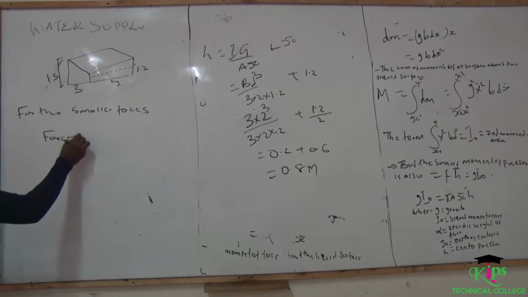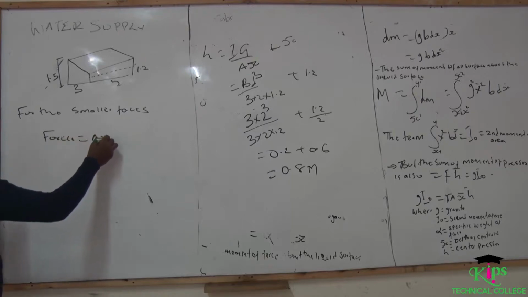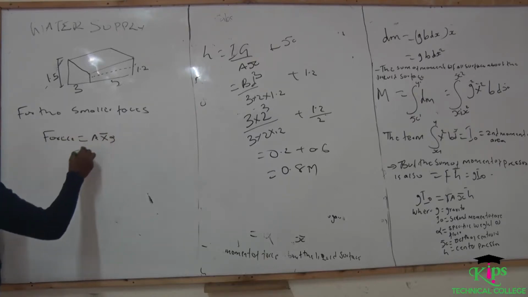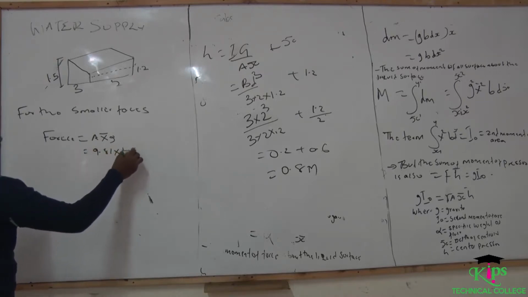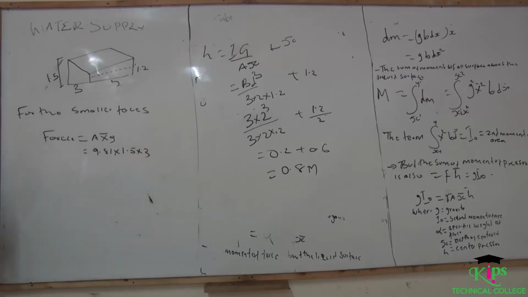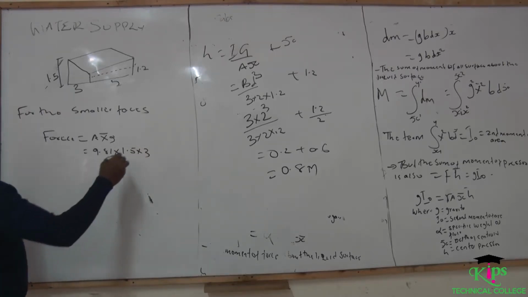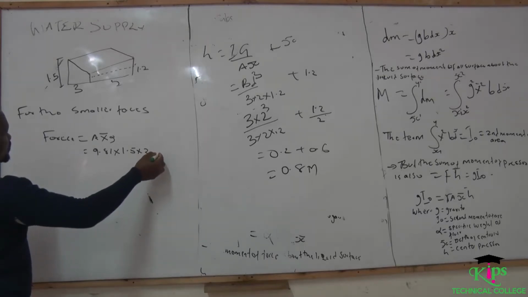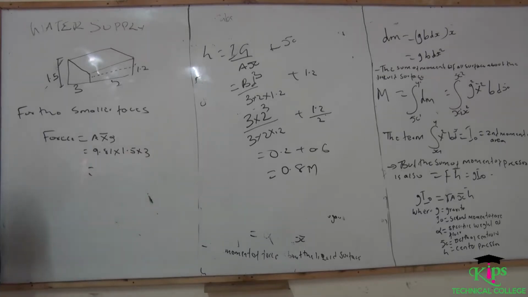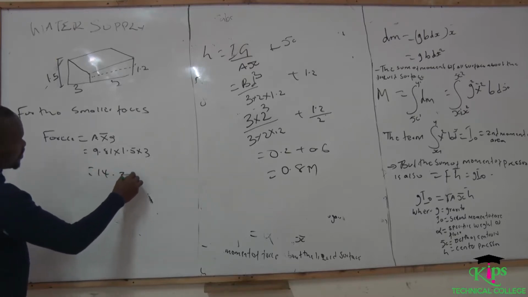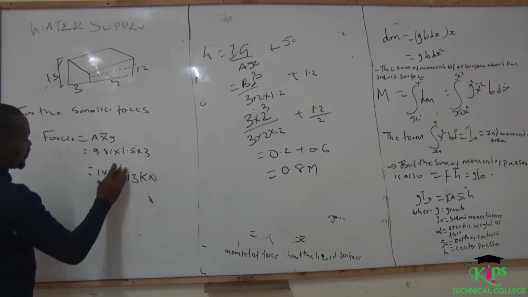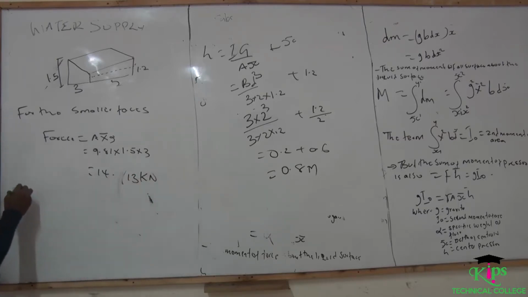we get that the resultant force is given as area times center bar times the gravity. We still have 9.81 times 1.5 times 3, and then we multiply. That will give us 14.13 kilonewtons.